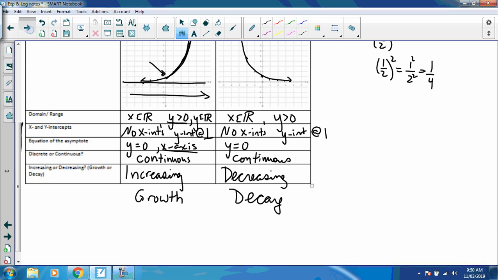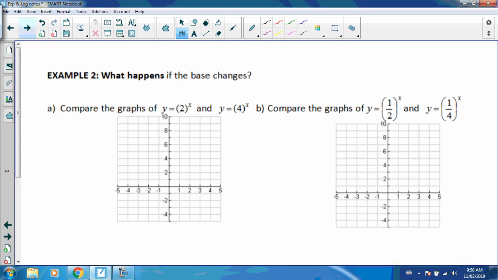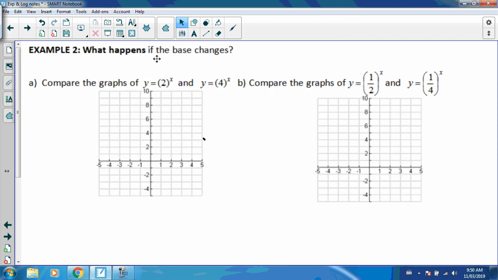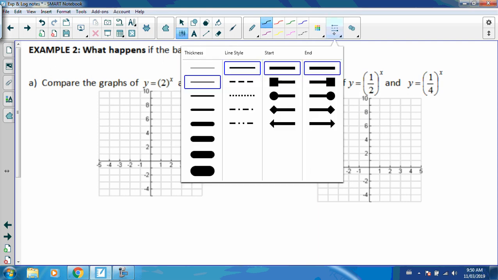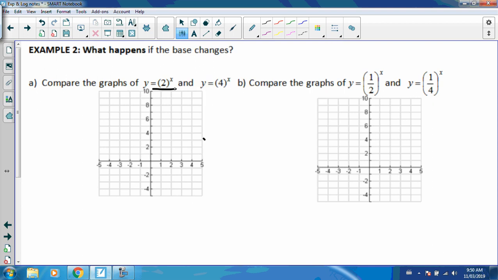All right, next. I have a second example for you here, and in this one, what happens if the base changes? So we want to compare two functions, y equals 2 to the x and y equals 4 to the x. And then over here, 1/2 versus 1/4. So 2 to the x, well, we already did that one, and we know we have these points. 2 squared is 4, 2 cubed is 8, and we have 1/2 and 1/4 and 1/8 and so on.